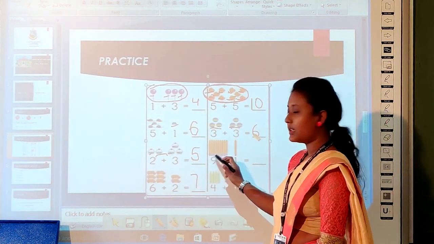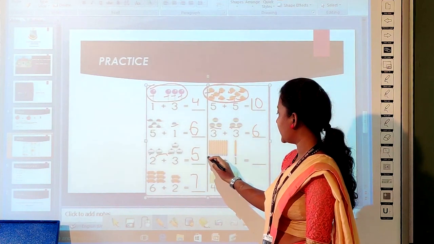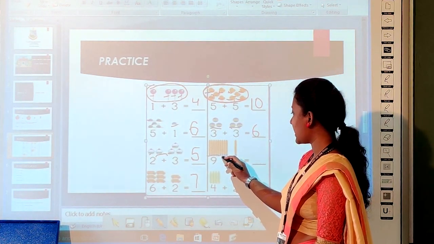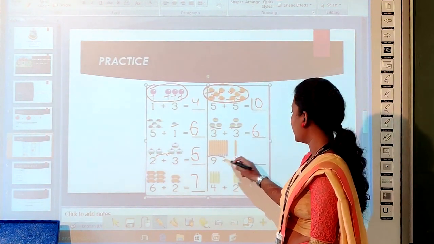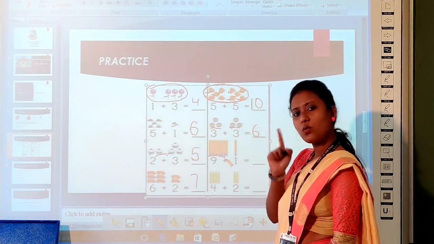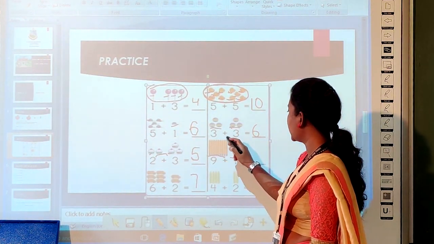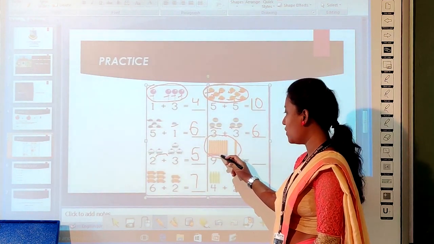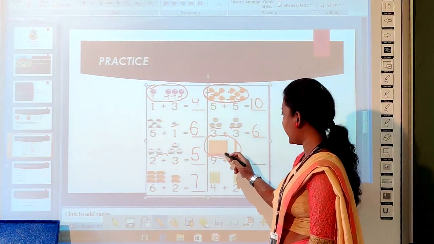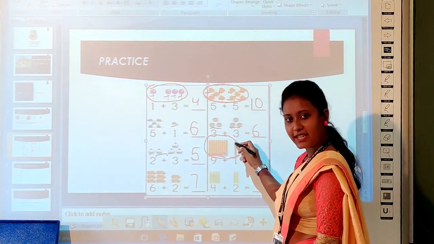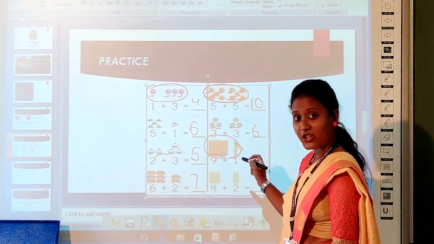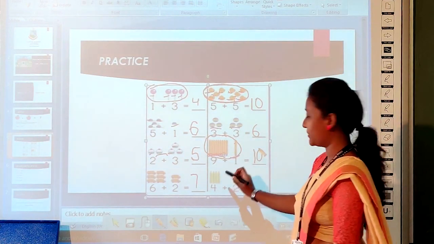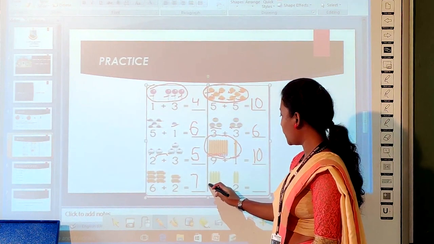Same, how many pencils are there? There are 9 pencils. 1, 2, 3, 4, 5, 6, 7, 8, 9. And on the right side, there is only 1 pencil. So we will add this all together. 1, 2, 3, 4, 5, 6, 7, 8, 9 and 10. So how many pencils are there? There are 10 pencils. Very good.